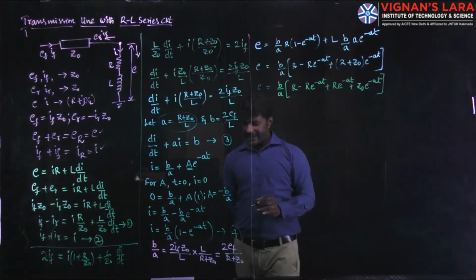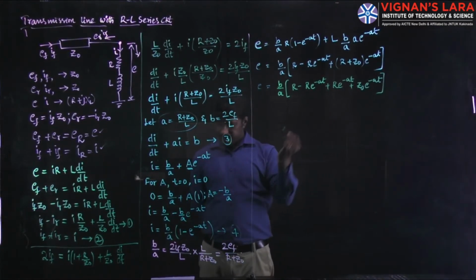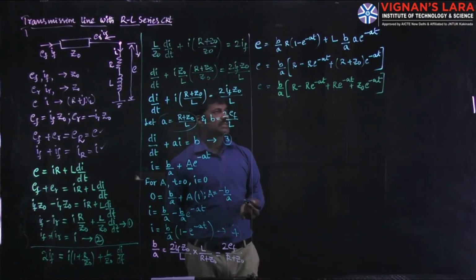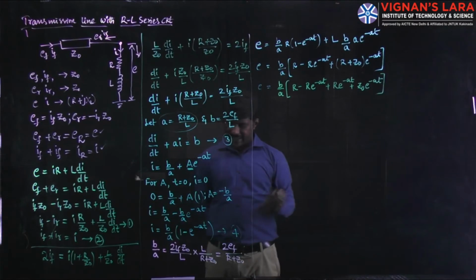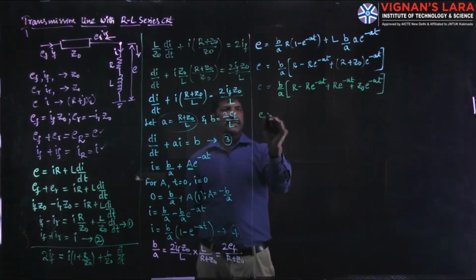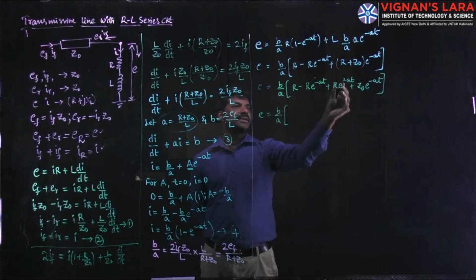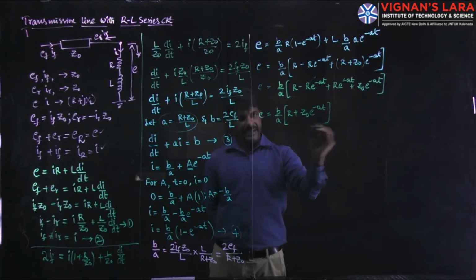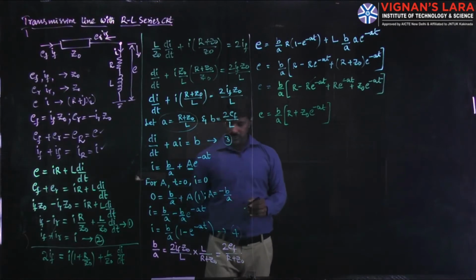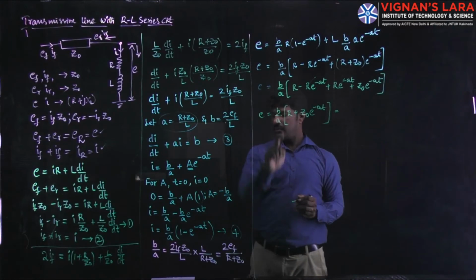So we can get this value as R plus Z naught e to the power minus AT, which was taken here as E. Is equal to B by A of, this gets cancelled, what we get is R plus Z naught e to the power minus AT. This is the E value, the total E value, which can be written further as B by A value. What is the B by A value?